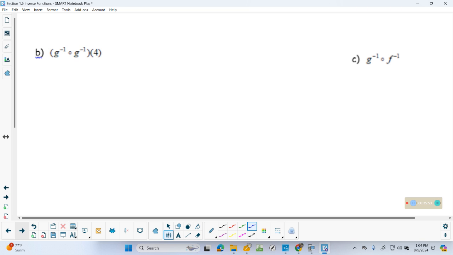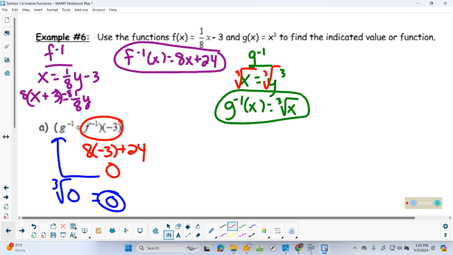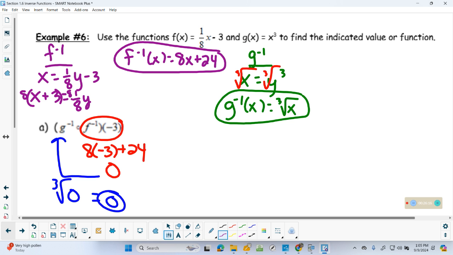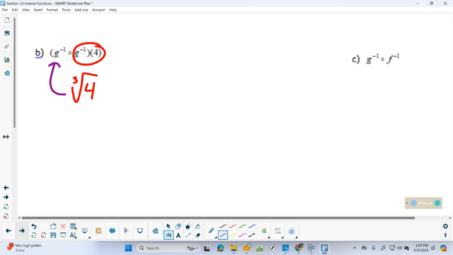All right, let's do B. Now, I didn't have a typo here. It is G inverse of G inverse. I haven't lost it yet. Right to left. G inverse of 4. Now, G inverse of 4, I'm going to put a 4 in there, so I'm going to cube root of 4. Okay. And now I have to, of course, put that in G inverse again. So I'm going to have a cube root of the cube root of 4. Seems weird, but I think we can clean it up.